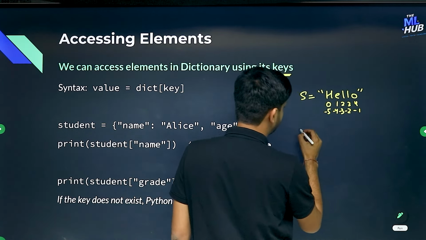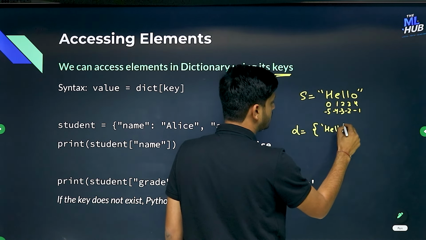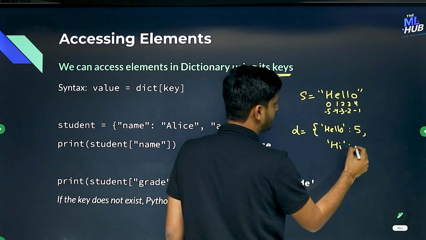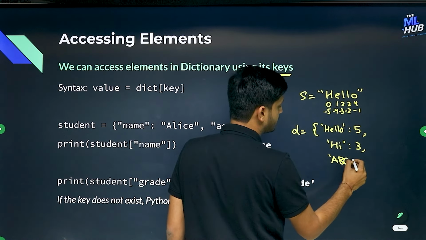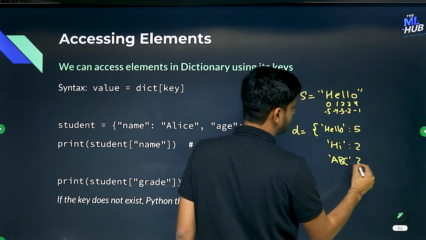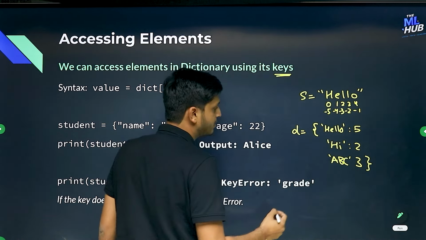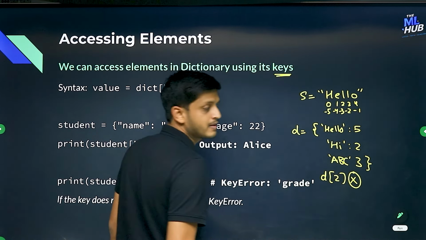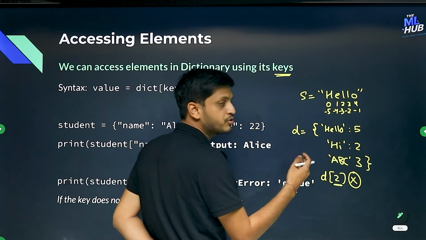So if we have a dictionary like this, let's say we have a dictionary D containing key hello and the value is 5, and there is a key hi, the value is 2, and then there is a key, let's say ABC, and the value is 3. Values can repeat also, but let's say these are the key value pairs. Now if I say D of 2, this will give me an error, because positions do not exist. You cannot do indexing using position.